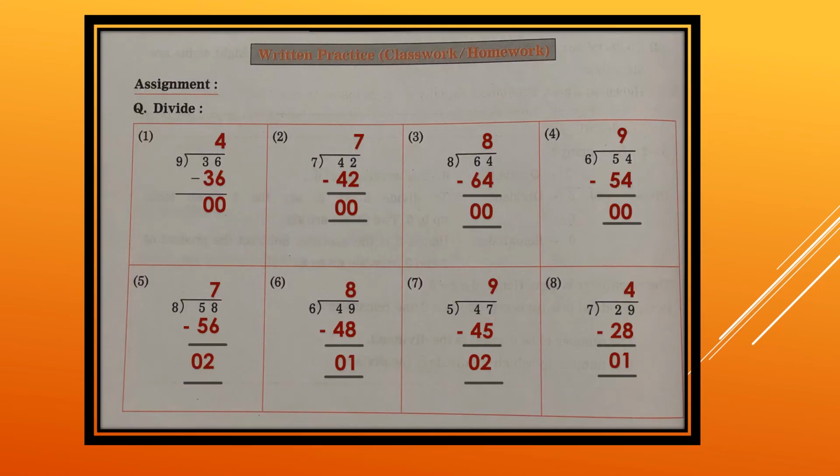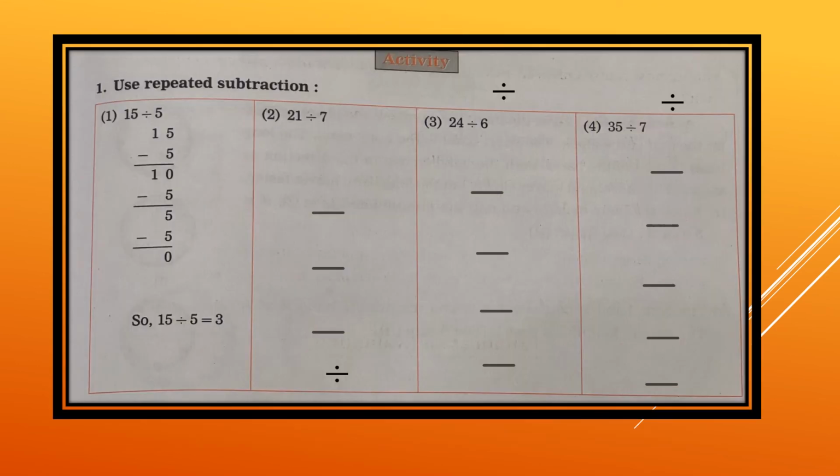So here we have the sums solved once again and a few more added. So here we are going to use repeated subtraction and we are going to find out how we can solve 15 divided by 5 and other sums.